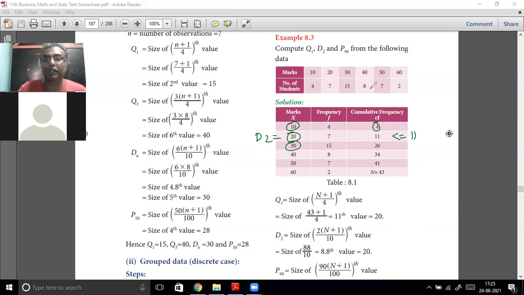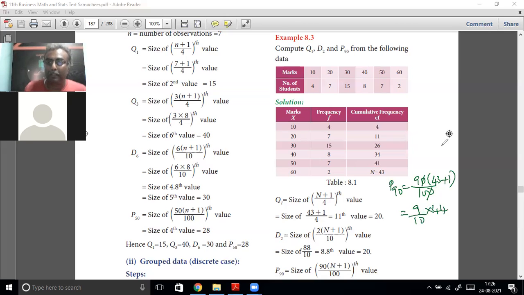Okay, let us do one more thing because it is there. Yes, next one is asking P90. P90 he wants to find out. How to find it? P90 is equal to 90 by 100, denominator is 100, into 43 plus 1. Okay, you can cut this, 9 by 10. That is equal to 9 by 10 into 44. 9 into 44, how much? 396, divided by 10. 396 divided by 10 is equal to 39.6.